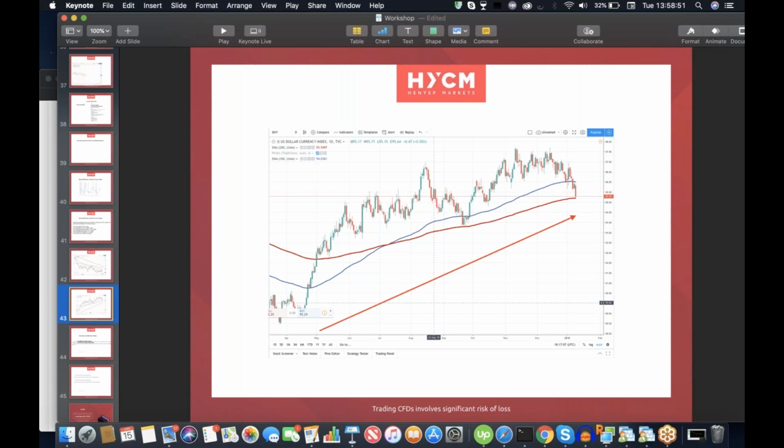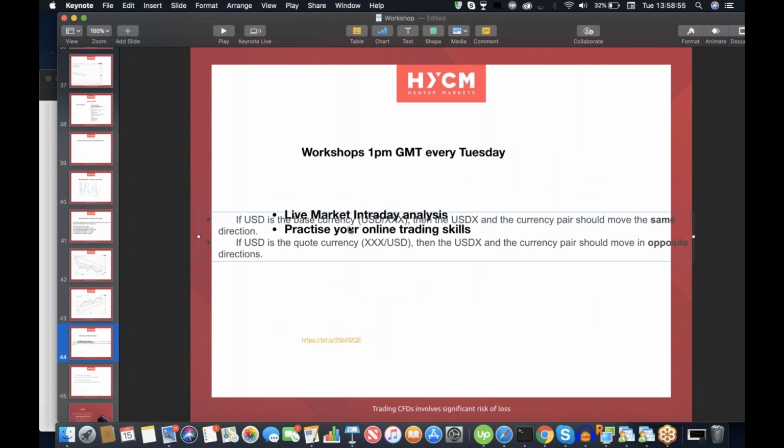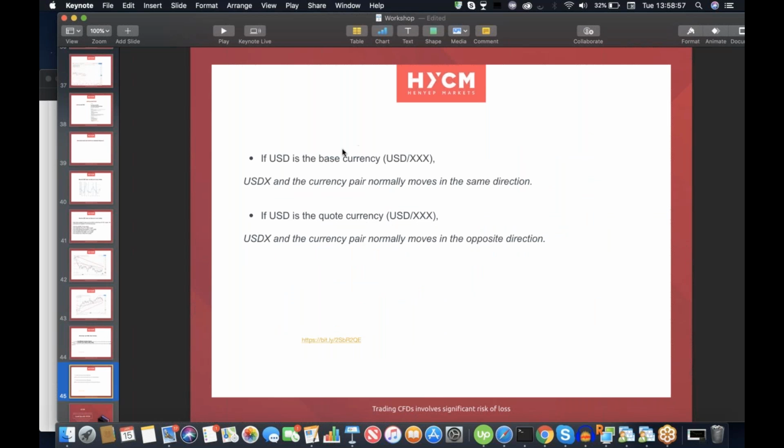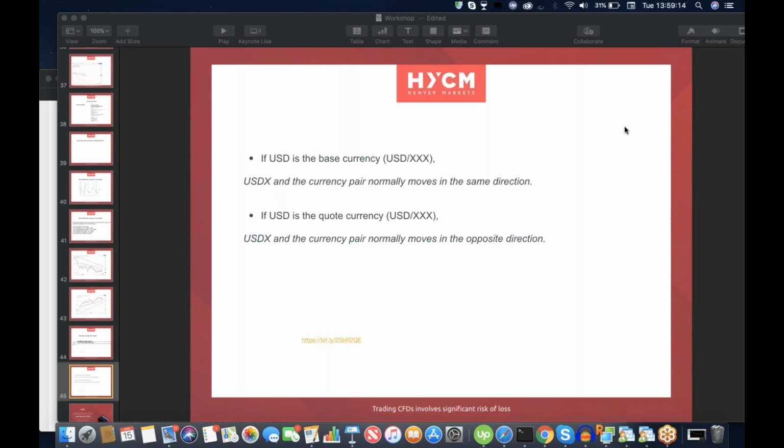And the other thing to use the US dollar index for is this simple point here: if the base currency is the US dollar, the US dollar index and the currency pair normally move in the same direction. So let's take US dollar Swiss franc. If we want to look at the US dollar Swiss franc pair, this might be slightly trickier because of the sudden change in risk sentiment, but we'll see.